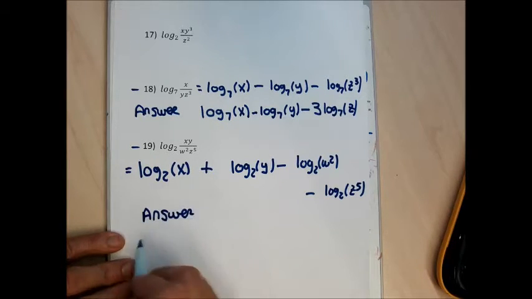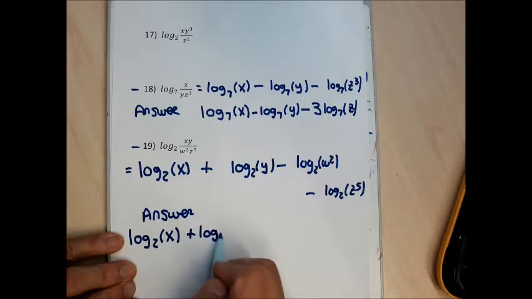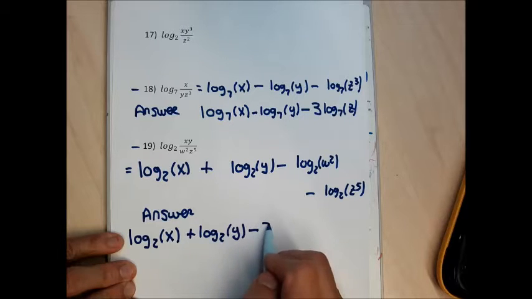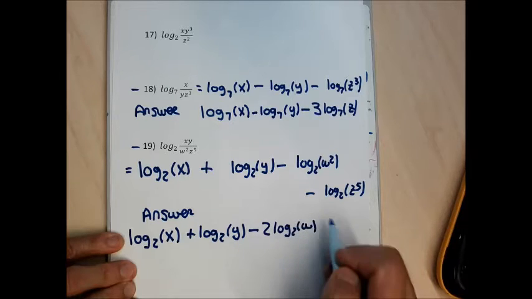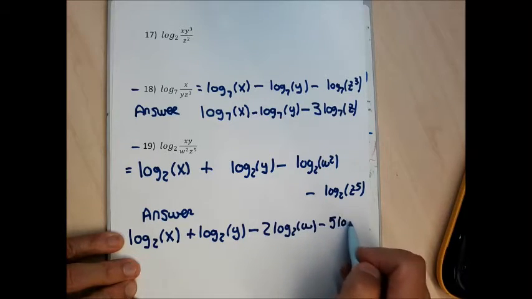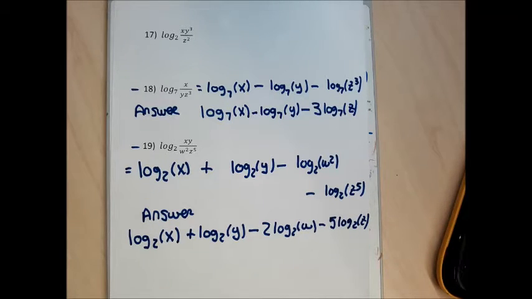For my answer, I need to make the exponents into multiplication. The first logarithm, I'm going to leave the log base 2 of x. The second logarithm, I'm going to leave plus the log base 2 of y. And then for the third logarithm, I'm going to make it minus 2 log base 2 of w. And for the fourth logarithm, I'm going to bring the 5 out front and make it minus 5 log base 2 of z. So hopefully you can do 17.